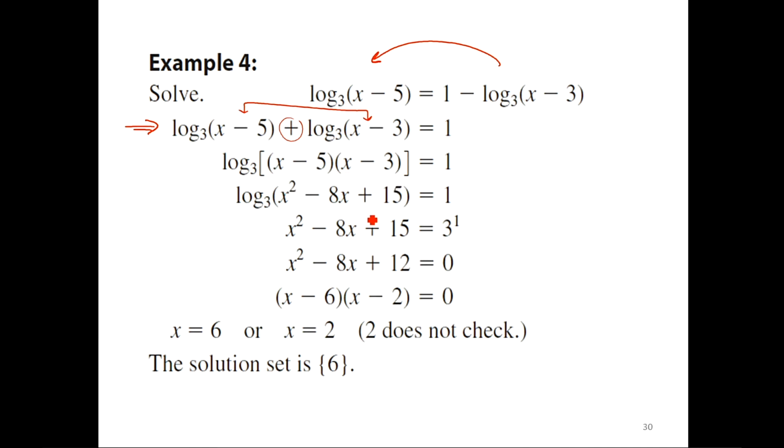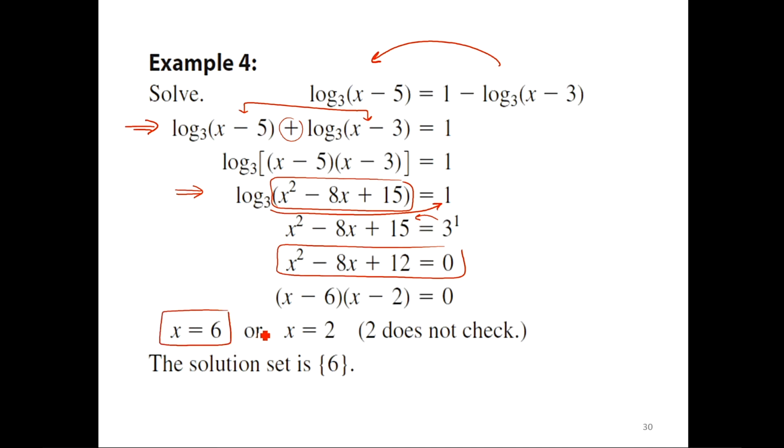Multiplied together, these are two brackets, so we have this logarithm. This means the argument equals what? 3 to the power 1. This is equal to 3. Put the 3 on the left-hand side, so we have the quadratic equation x squared minus 8x plus 12. After solving this quadratic equation, we have x equals 6 and x equals 2.